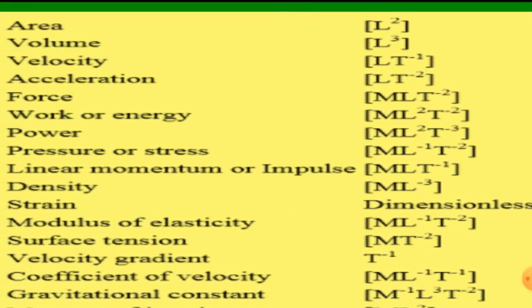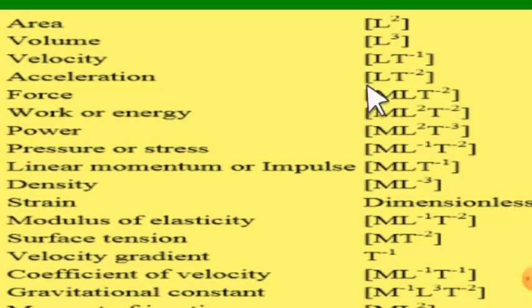Same thing in the case of volume, it will be length into breadth into height. Then its dimensional formula will be L cube and its SI unit will be meter cube. Velocity is distance divided by time in magnitude. So distance means length, divided by time, it will be T to the power minus 1.